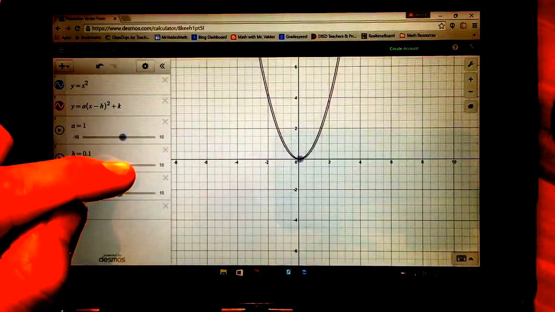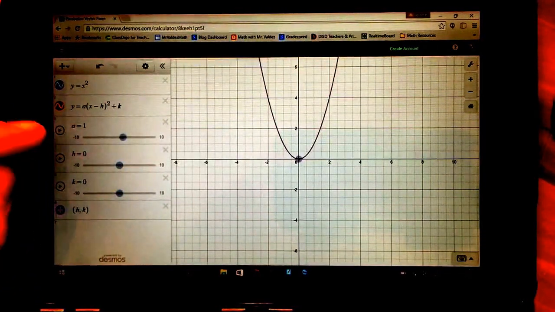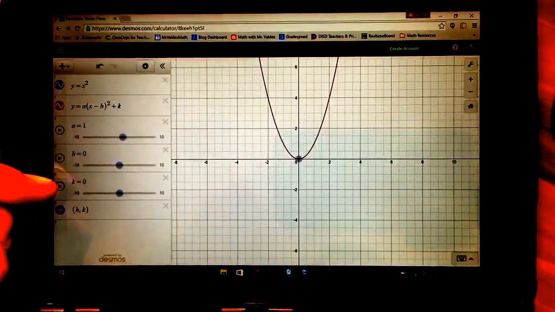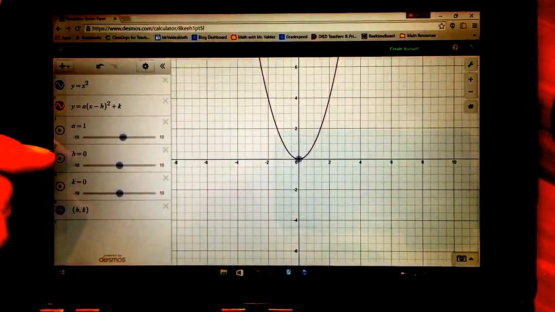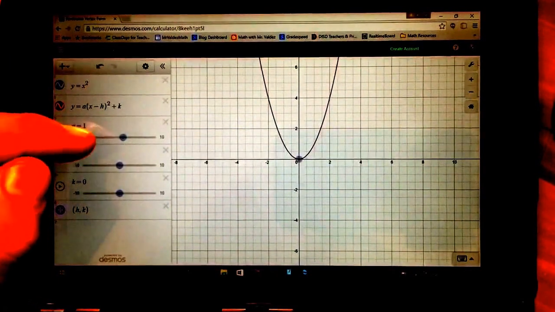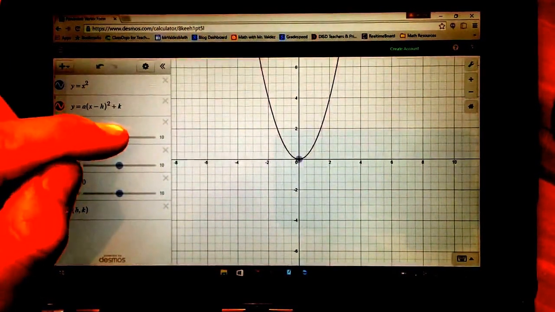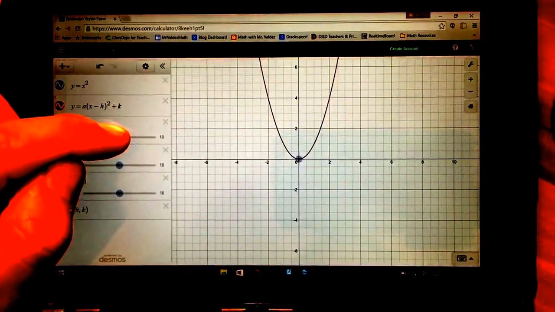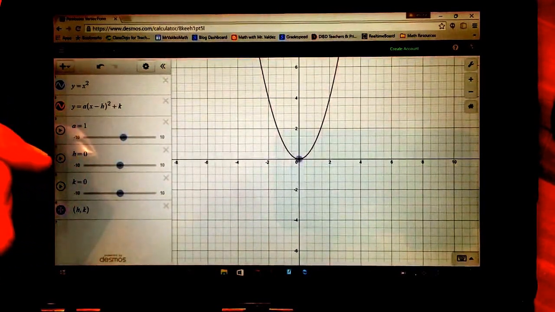K makes the function go up and down. That's right. So K was our vertical translation of the vertex. H is our horizontal translation of the vertex. Hopefully you remember from last time that A makes the parabola become wider and narrower.